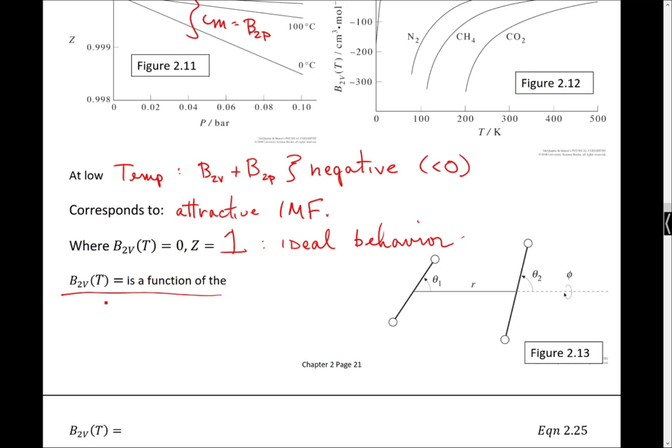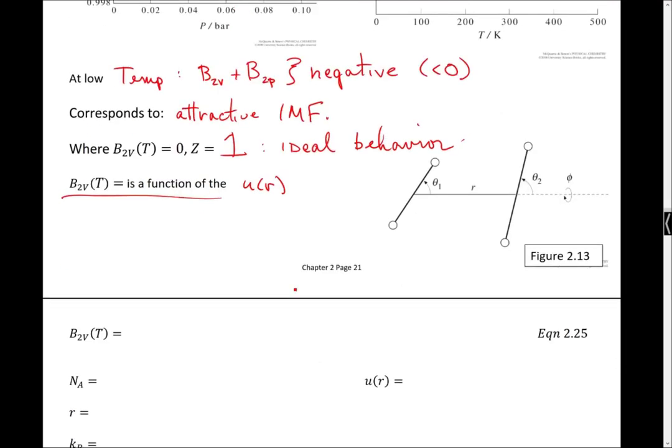So B2V, we are going to see, is a function of and depends upon U of R. So I want to just define U of R. That is the potential between two particles. The only other thing I want to define in here is this R.